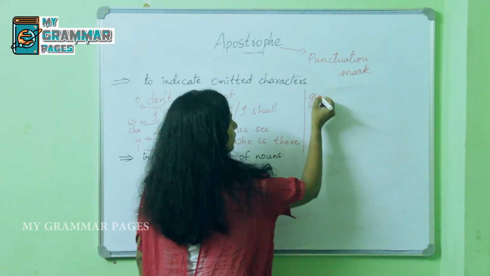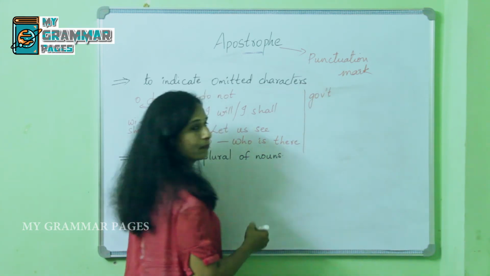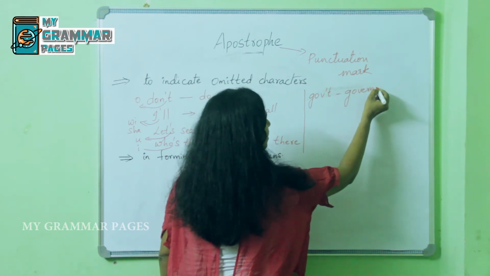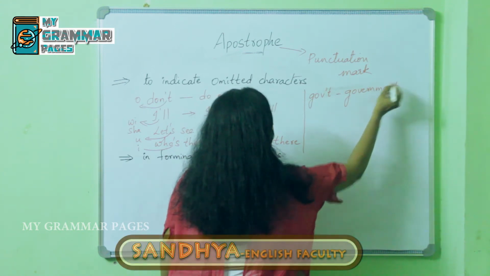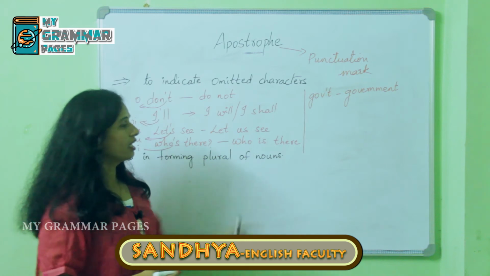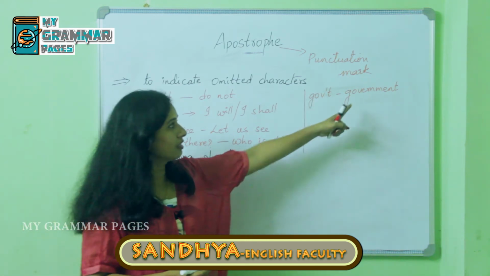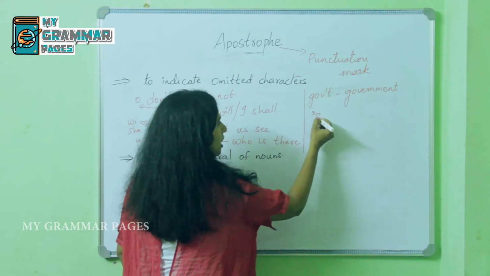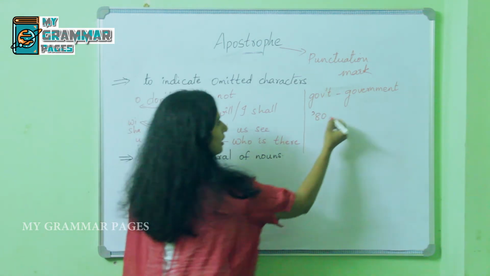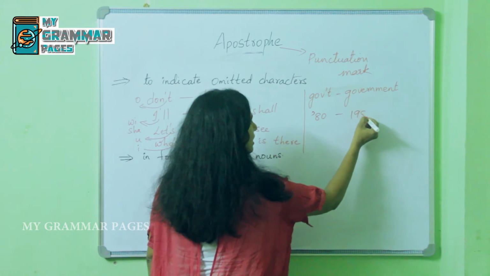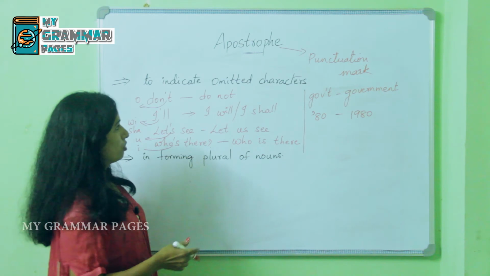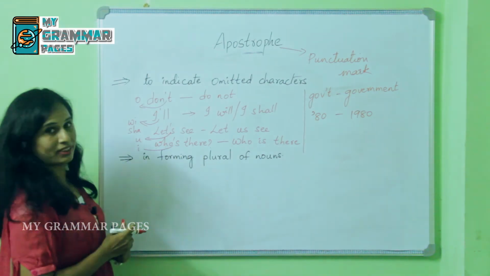For example, if you take this one, it's equal to government: G-O-V apostrophe T. Here a few letters are being omitted, that is equal to government. And sometimes we keep an apostrophe and write a few numbers. It's equal to 1980 or 1880 or 1780. Okay, so these are the omitted characters.